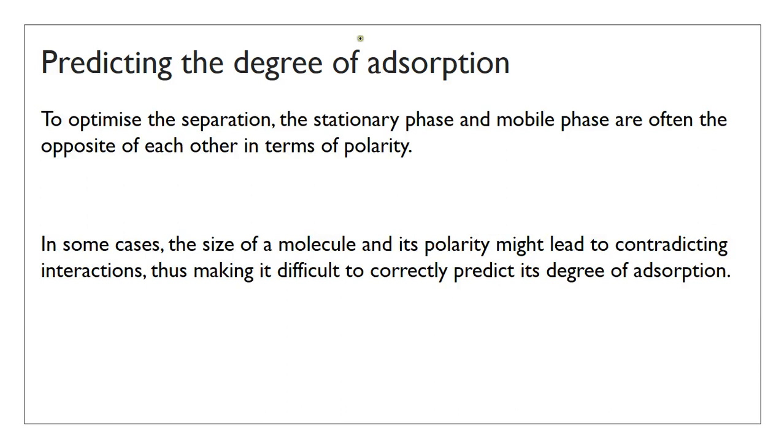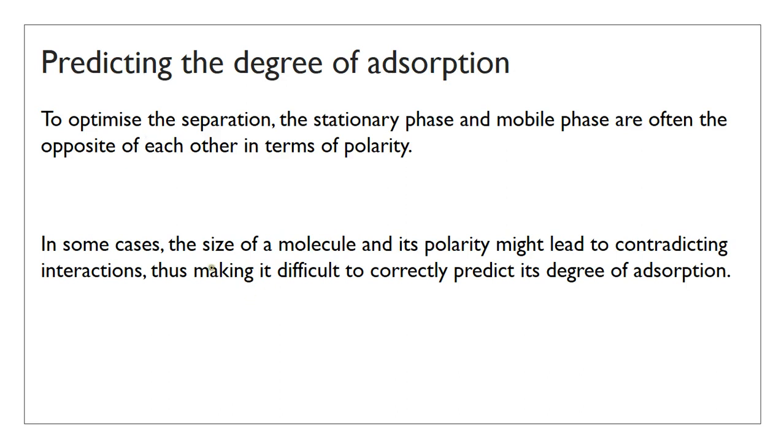Now I do want to say, this one is pretty obvious. If you want to optimize the separation in a chromatography technique, you want the stationary phase and the mobile phase to be opposite of each other. So obviously if one is polar, you want the other to be non-polar. The stationary phase doesn't have to be the non-polar one though. There are different types of techniques and I don't want to generalize here.